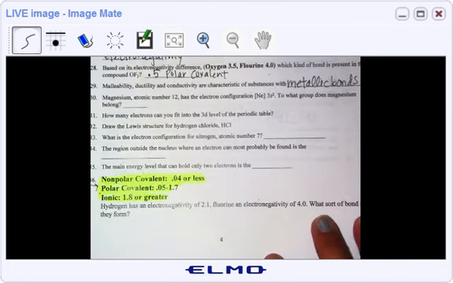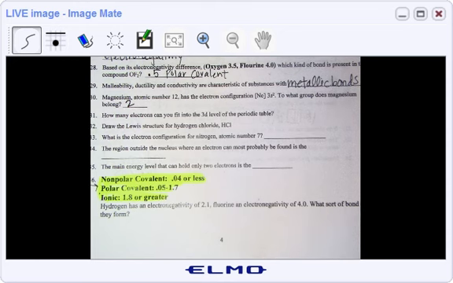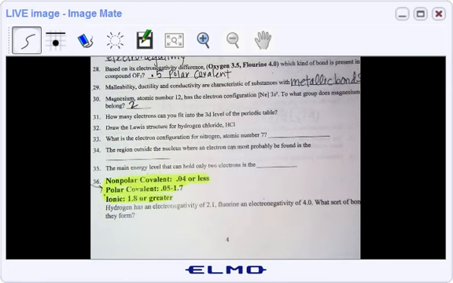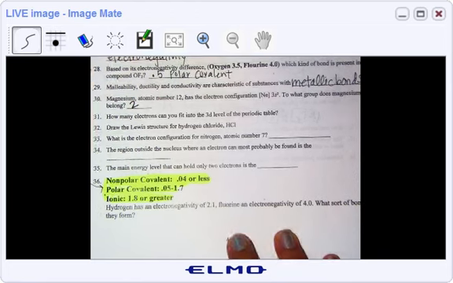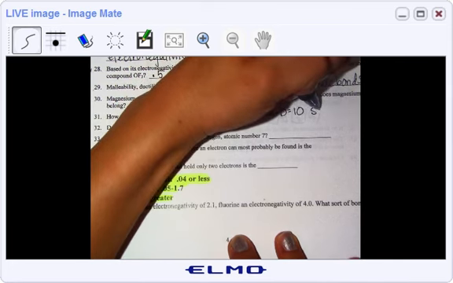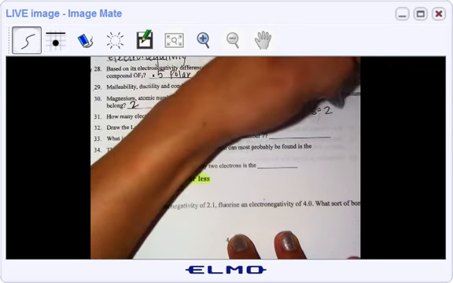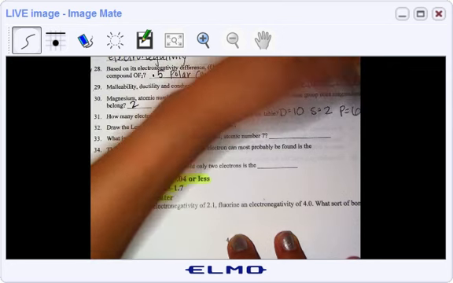Number 30, magnesium, atomic number 12. What group does magnesium belong to? 2. How many electrons can you fit into the D level? This is also asking, how many arrows fit in the D block? 10. What about the S block? How many fit in S? 2. And then the P block? Yes. Good job.